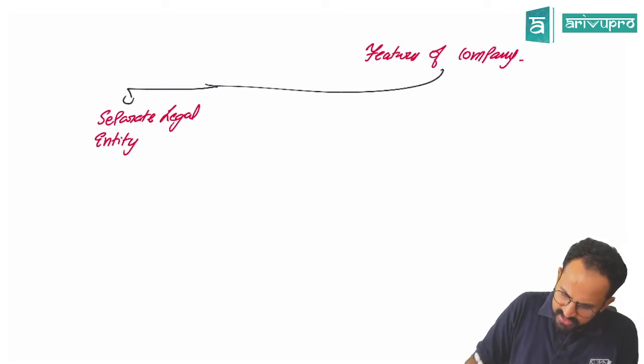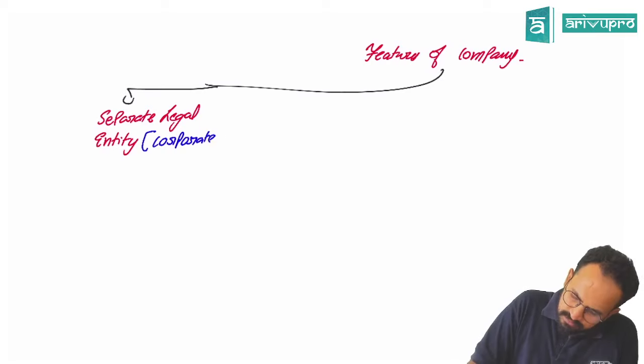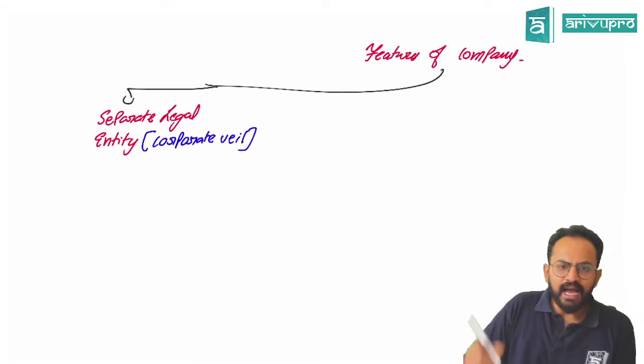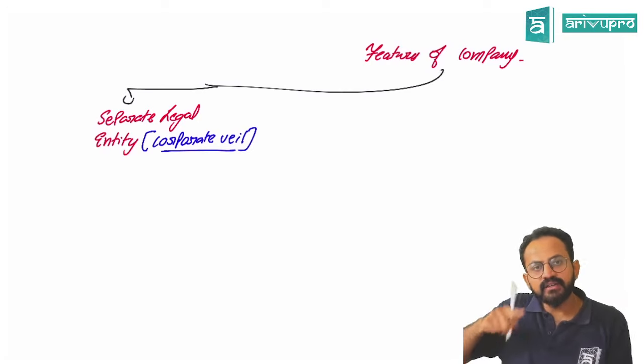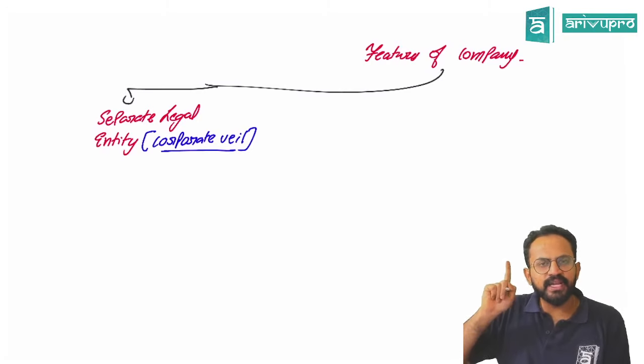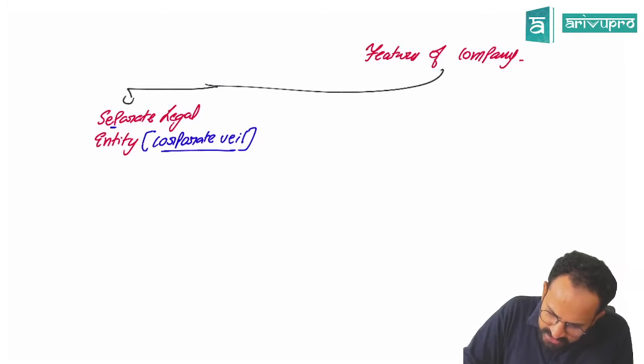In brackets, I'll be writing something called corporate veil. As of now, do not bother about this word. When I'm doing the next topic, I'll explain what you mean by corporate veil. As of now, just concentrate on separate legal entity.